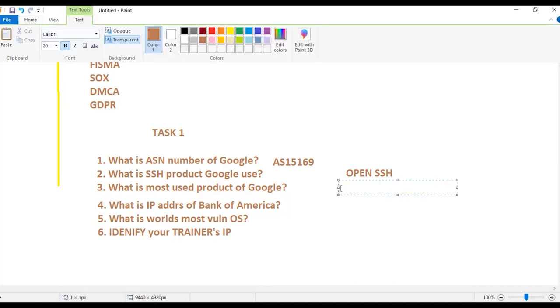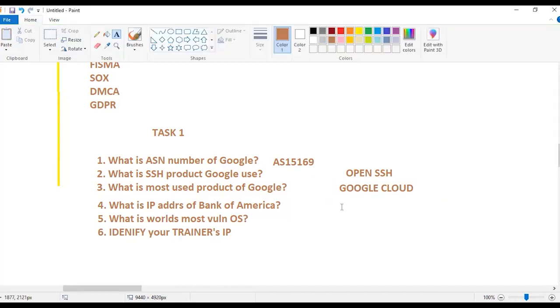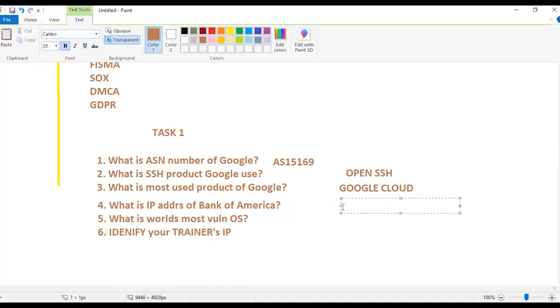Most used product of Google: search engine. Anyone? OpenSSH. Google Cloud. You know why it is Google Cloud? Yeah, it's a cloud platform, just like AWS and Azure. And the search engine is just a search bar which you can glance through to make things easier for you. That's why it is Google Cloud, not the Google search engine.